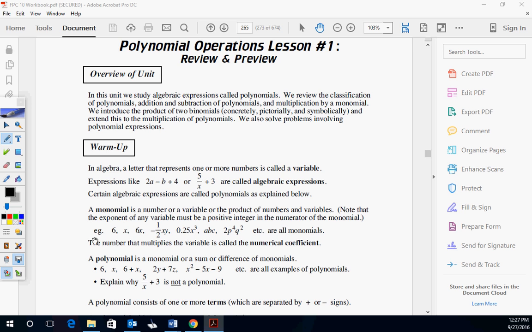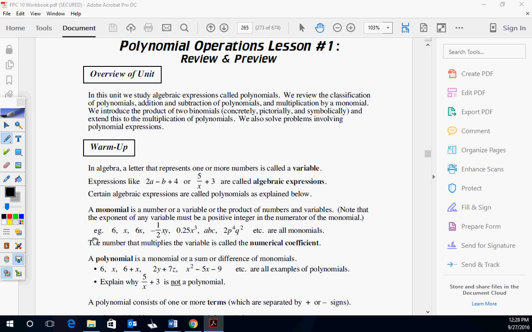This is Unit 2, Lesson 1, Polynomial Operations, Lesson 1, Review and Preview. Overview of the unit. In this unit, we study an algebraic expression called polynomials. You should know what polynomials are from grade 9. Okay, we review the classifications of them, addition, subtraction, multiplication, and we will do division too, of monomials.